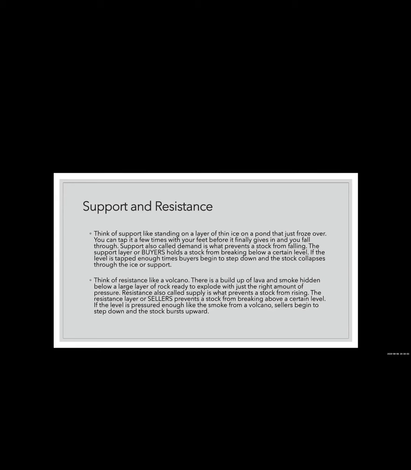Think of resistance like a volcano. There's a buildup of lava and smoke hidden below a large layer of rock, ready to explode with just the right amount of pressure. Resistance, also called supply, is what prevents a stock from rising. The resistance layer, or sellers, prevents the stock from breaking above a certain level. If the level is pressured enough, like the smoke from a volcano, sellers begin to step down and the stock bursts upward.